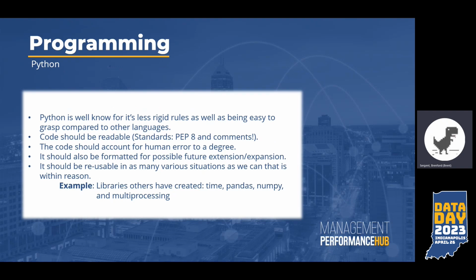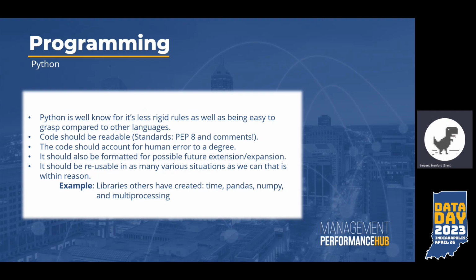For the GIO Office's API, Python is the programming language that is utilized. Python is well known for its less rigid rules as well as being easier to grasp compared to other programming languages, which is why it is one of my favorites. Despite this, we should still develop our code such that the following attributes are met. One, our code should be readable. There are coding standards such as PEP8 that exist for this purpose. Once a coding standard is chosen, it should be kept and followed throughout the entire application.